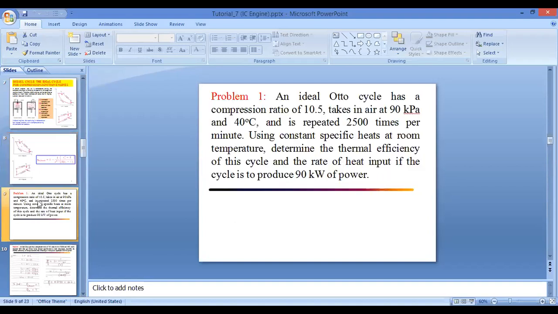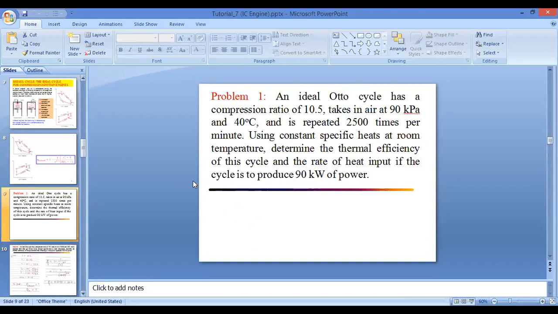Now we will move towards the numericals. So let us understand the first numerical. An ideal Otto cycle has a compression ratio of 10.5, takes in air at 90 kilopascal and 40 degrees centigrade, and is repeated 2500 times per minute.